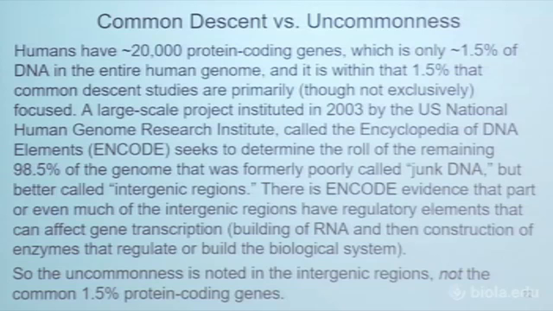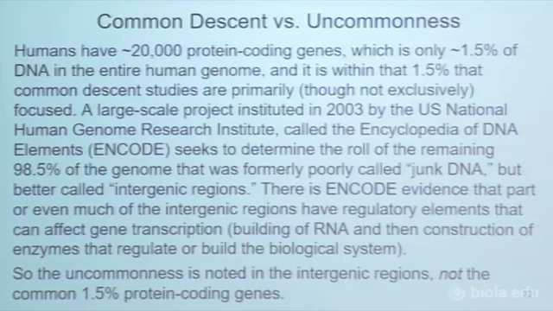Then there was a large-scale project instituted in 2003, not by Christians. This is by the U.S. National Human Genome Research Institute, called the Encyclopedia of DNA Elements, or ENCODE. You can just Google ENCODE, it'll come up. It seeks to determine the role of the remaining 98.5% of the DNA, of the genome, that was formerly poorly called junk DNA, but now it's better called intergenic regions.